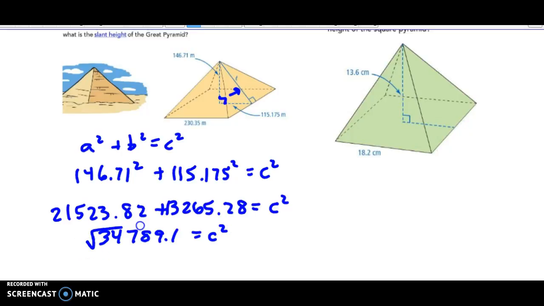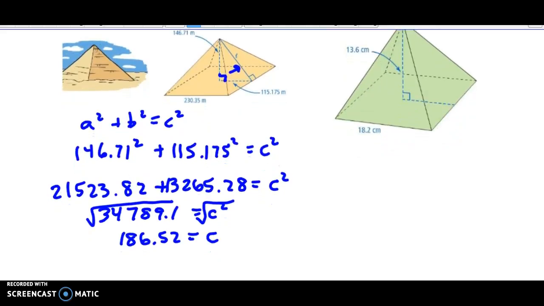So my final step is to take the square root of both sides. The square root of c squared is c. And the square root of 34,789.1 is 186.518. So I'm going to round that to 186.52. So we could say that the slant height is about 186 and 52/100ths meters in height.